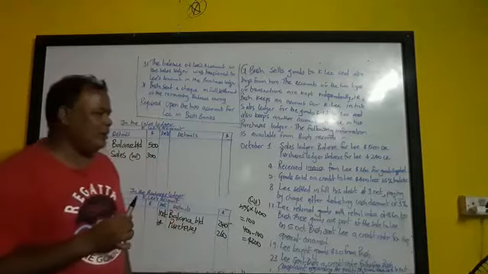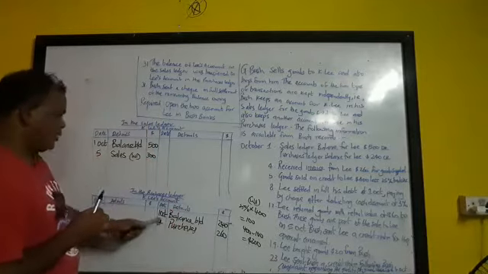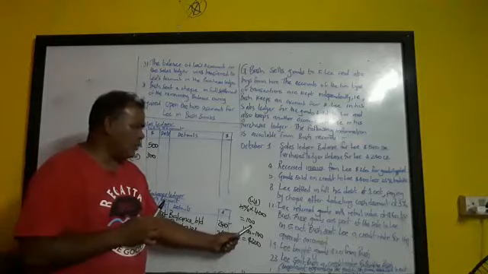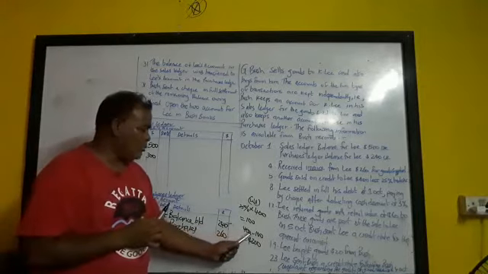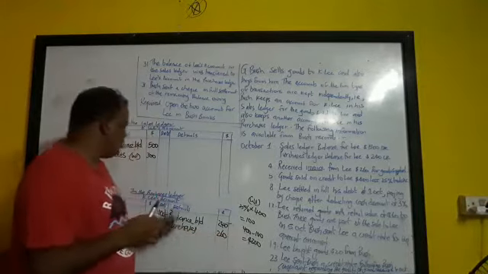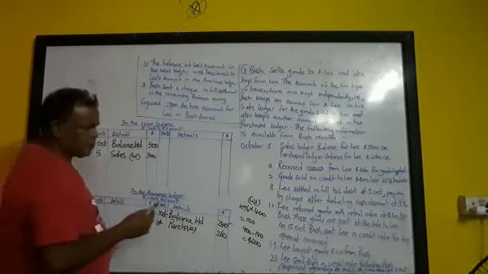We just have to calculate 25% of 400. This will give us 100. Trade discount will not be recorded in account. We just have to deduct it. So we record only 300.